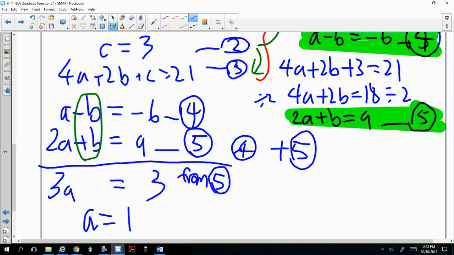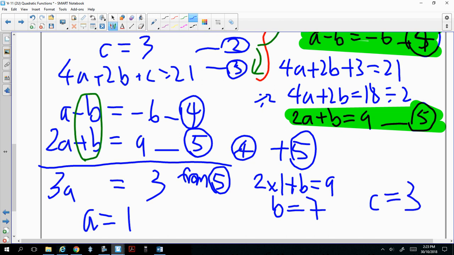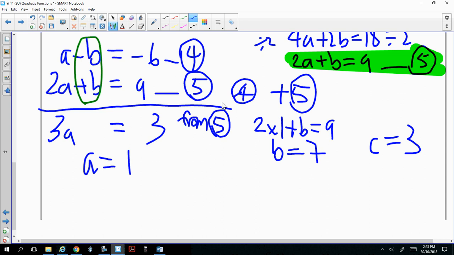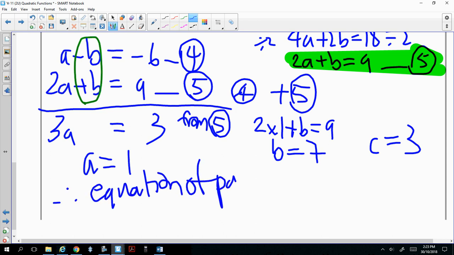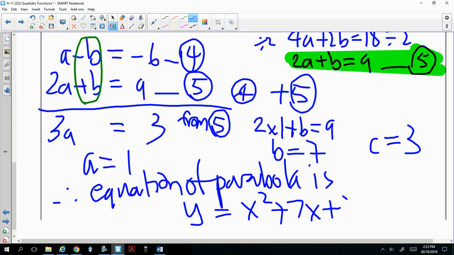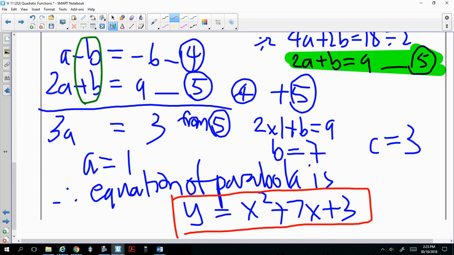We found it. So we've got A is 1, B is 7, C is 3. What's the equation of the parabola? Therefore, the equation of the parabola is y equals x squared plus 7x plus 3. This parabola will pass through all 3 points I have just mentioned to you. Alright, all done? Pretty straightforward, but very long. A lot of work, but straightforward.